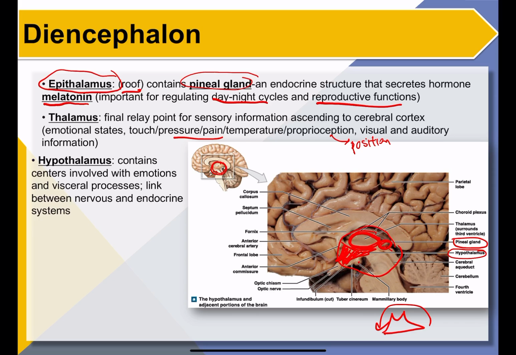The hypothalamus has all these different functions, and we'll discuss this, okay? It contains centers that are involved with many emotions and visceral processes, and links the nervous and endocrine systems. See what I mean? It likes to step a foot into everything. Your emotions, your digestive system, and even your nervous and endocrine system, it has to step a foot into. So we'll discuss its 7 different main functions here for the hypothalamus.